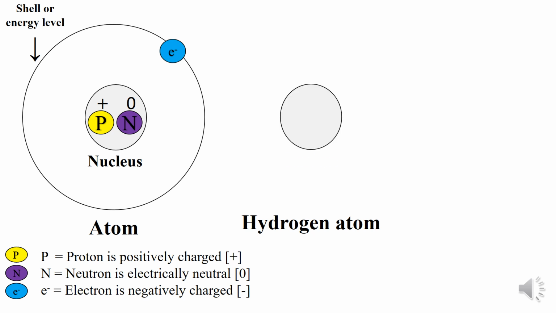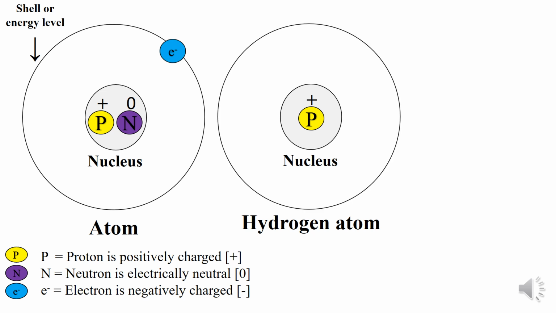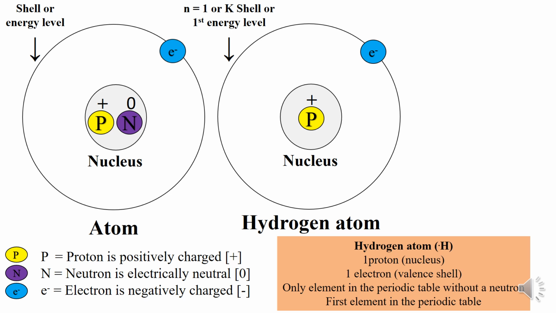Now in case of hydrogen atom, the nucleus contains only one proton and one electron orbiting around the nucleus in their respective first energy level or shell, which is also the valence shell of the hydrogen atom.